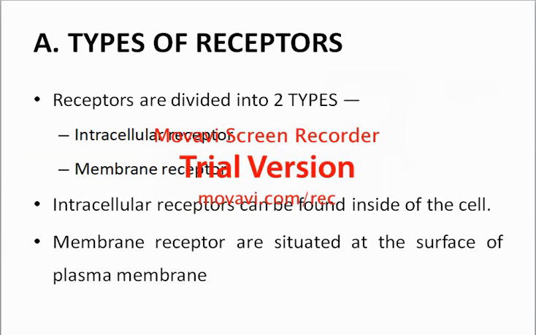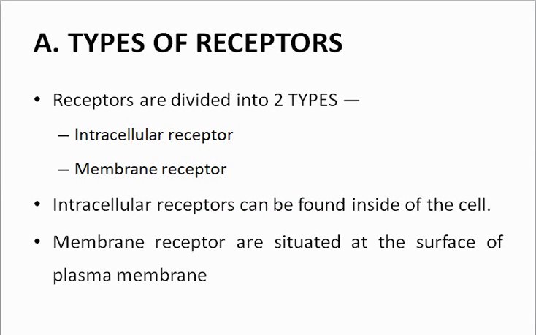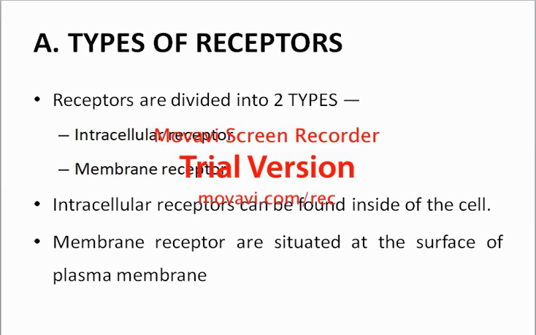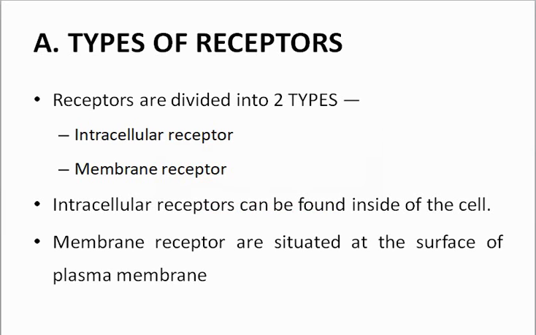Types of receptors. Receptors come in many types, but they can be divided into two categories, which are intracellular receptors and membrane receptors. Intracellular receptors are found inside of the cell, especially in the cytoplasm or nucleus, and as for membrane receptors, also known as cell surface receptors, they are found on the surface of the plasma membrane.